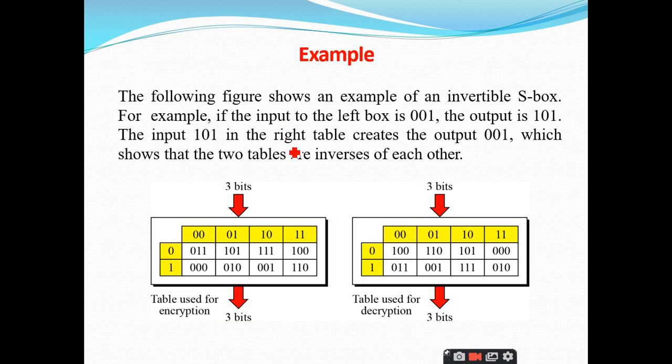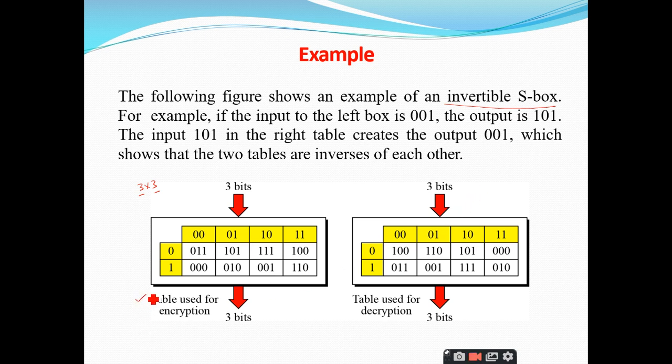So we'll see with an example, right? Remember one concept: we have non-invertible S boxes which can be converted into invertible S boxes. That we'll discuss in the coming sessions. But for the time being, we'll see an example of an invertible S box. So the same concept, if it has to be invertible, it should be 3 by 3. The number of inputs should be equal to the number of outputs.